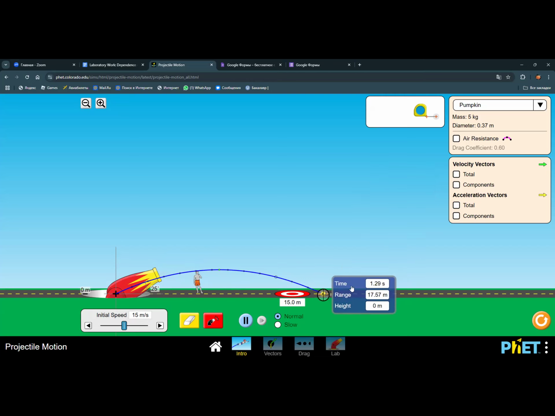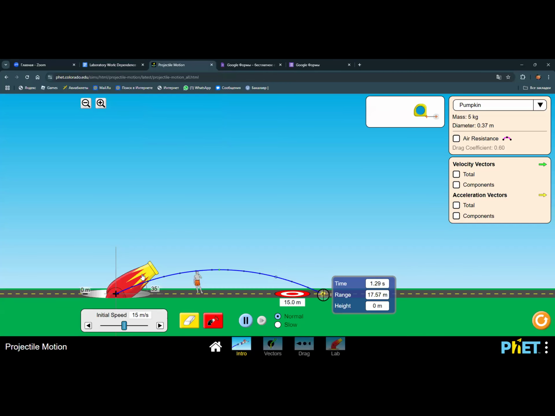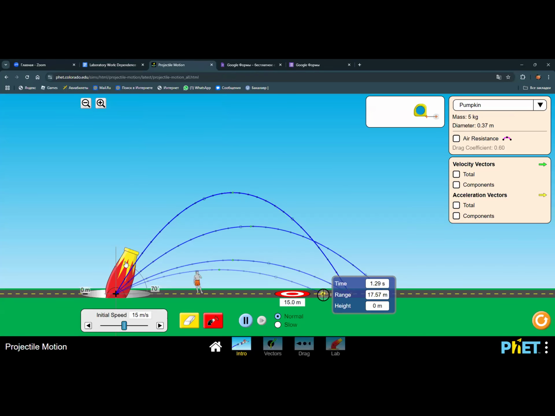We need to launch our projectile, and we will have our range of 17.57 meters. And we need to put this range in our table. And then we need to make this experiment with different angles: 30 degrees, 45, 60 degrees, and then 75, and the initial speed is maintained constant.